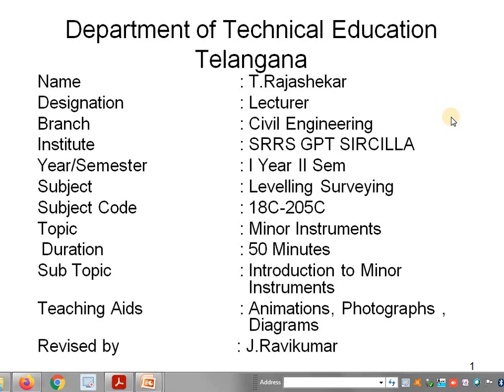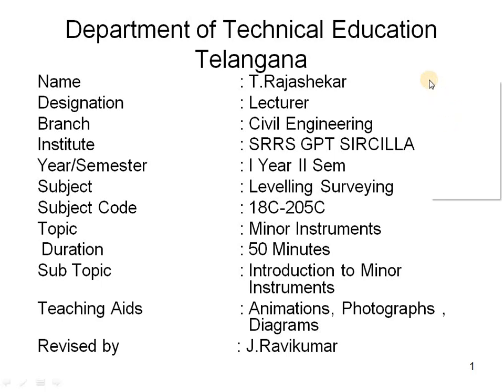So today I am going to teach the subject of leveling surveying. This is for the first year, second semester civil engineering students, and your subject code is 18C 205C. So today we are going to discuss from Unit 6, that is minor instruments. This is our last chapter, the 6th unit, minor instruments. Today we are going to see the topic on introduction to minor instruments.